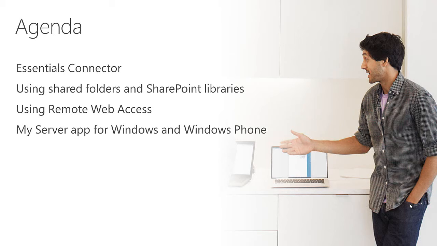We'll also look at using shared folders and also SharePoint libraries. SharePoint integration is a new aspect to the optional Office 365 integration if you choose to use that. And we'll look at how shared folders and SharePoint libraries can be used together and how they're different and things like that. We'll also take a look at remote web access. This is the web portal that we've had in all of our previous versions, and we'll take a look at what's new there.